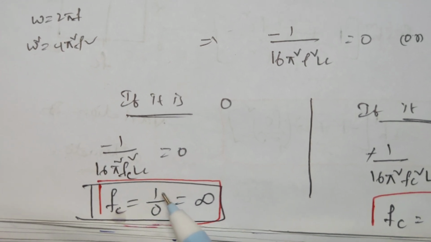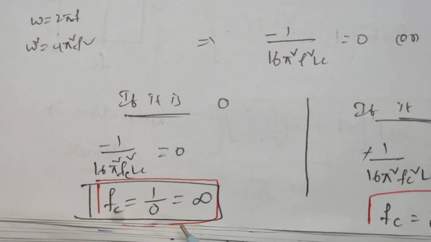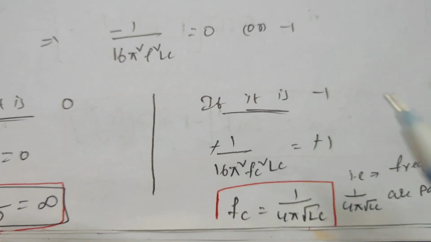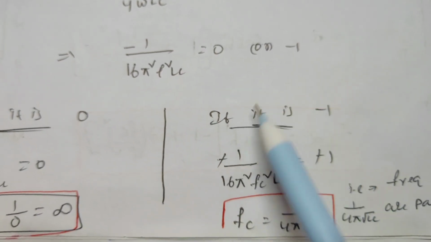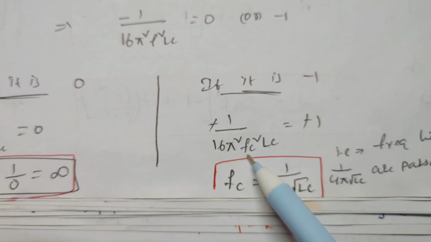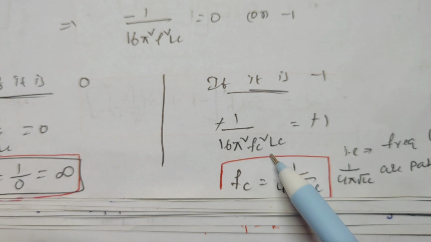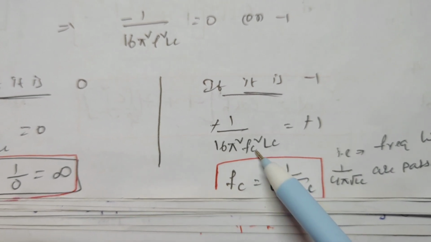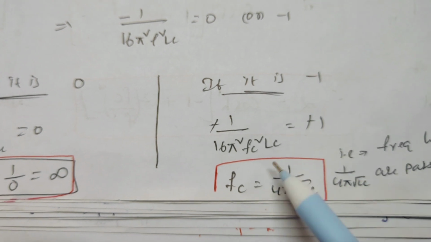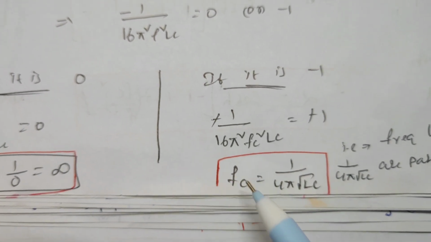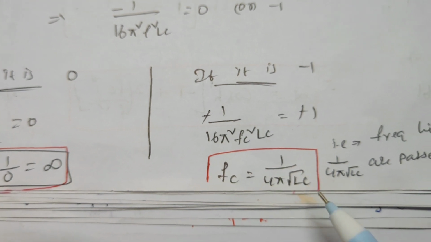So here we are getting the constant 1 by 0, and we know 1 by 0 is nothing but the infinity value. Similarly, equate this value to minus 1. If it is equated to minus 1, we are getting this value as 1 by 16 pi square fc square LC is equal to 1. So simply substitute fc, move this term to this side. So we are getting fc square is equal to 1 by 16 pi square LC. Therefore fc is nothing but 1 by 4 pi root LC value.